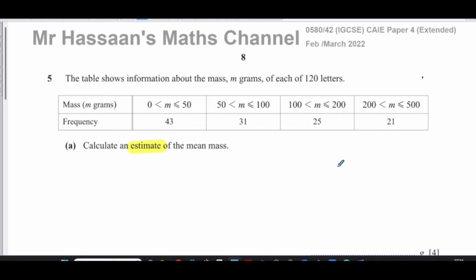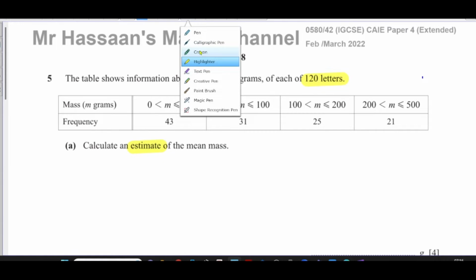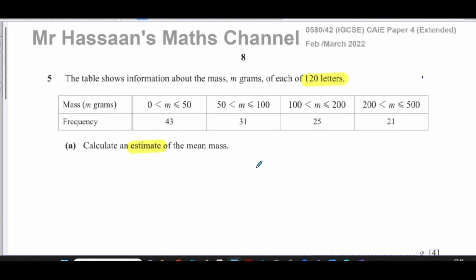Now, to find the mean, we have to add together the masses of each of the letters, find the total mass of all the letters, and divide by the number of letters, which is 120, which they already told us. The problem is we don't know the actual mass of any of the letters. I know there's 43 letters and their mass lies somewhere between 0 and 50 grams, but what are the actual masses of each of those letters? We don't know. That's why we have to estimate the mean mass.